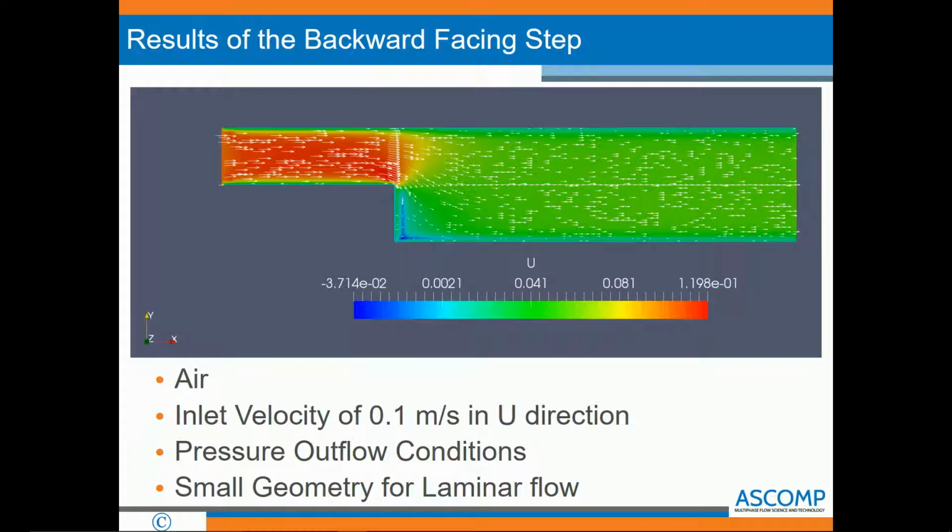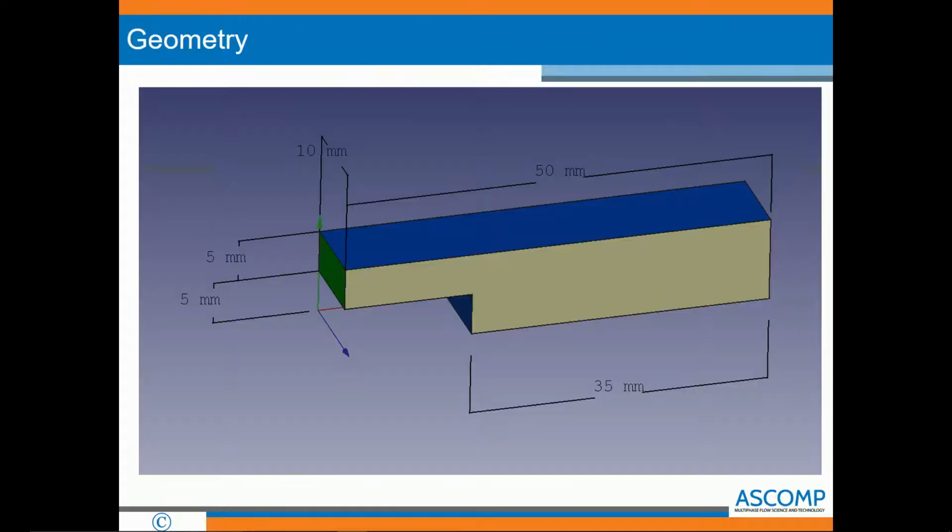Our geometry retains small dimensions so that we can ignore turbulence. The dimensions of our problem are as follows. We have a 50 millimeter length in the x direction and an inlet area of 5 millimeters by 10 millimeters. The backward step is 35 millimeters from the outlet and is 5 millimeters in height.